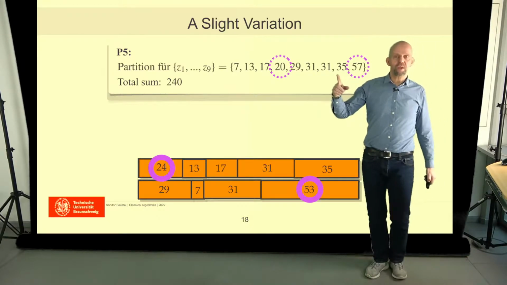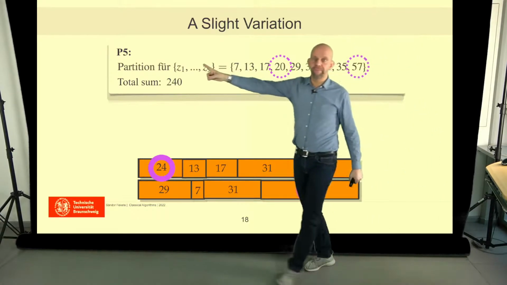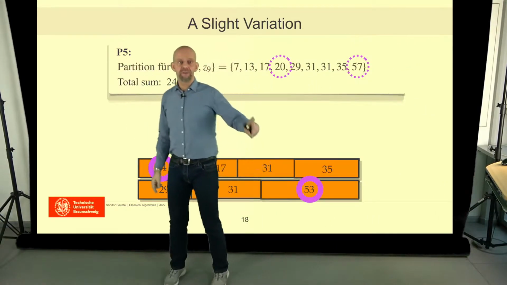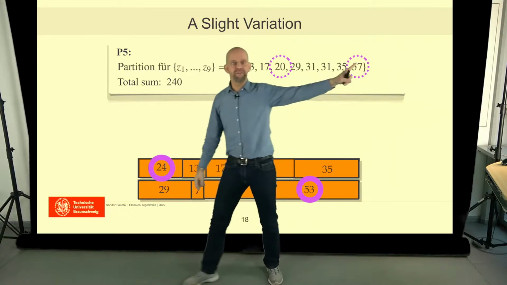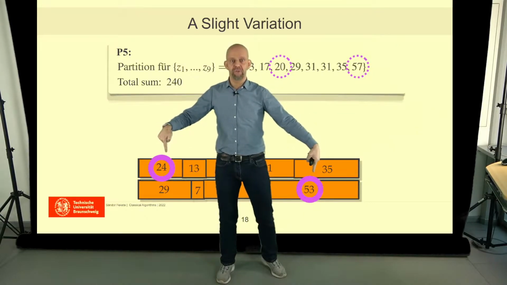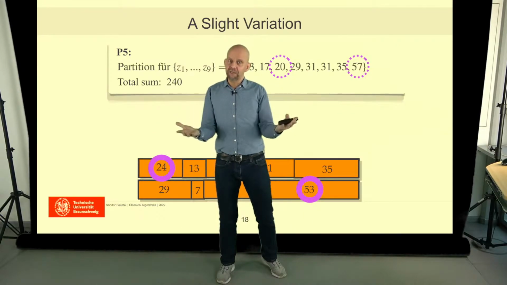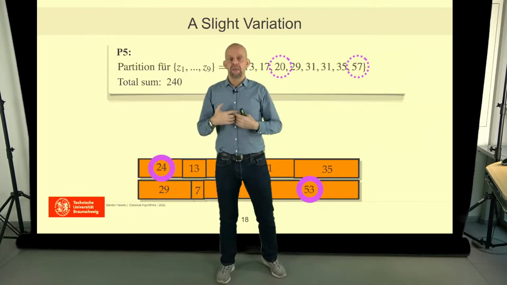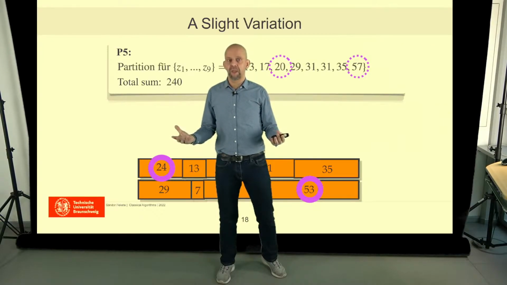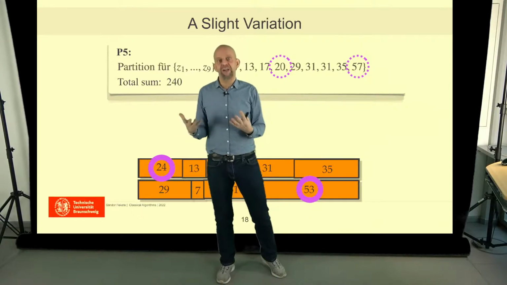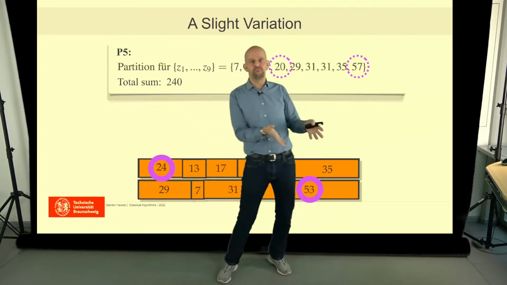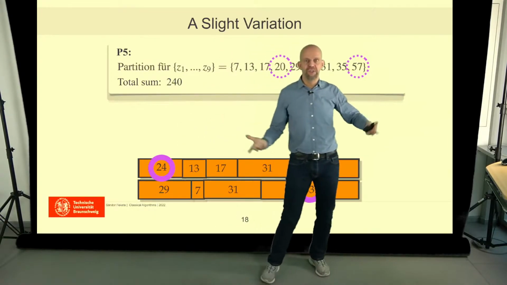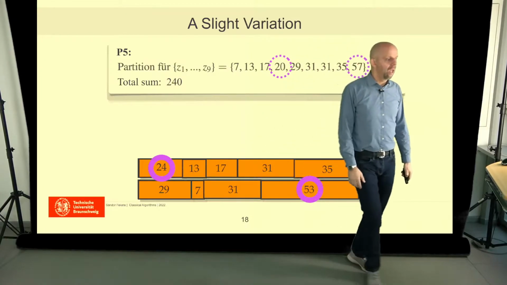So your challenge here, that's problem number 5, is to look at these numbers with the 20 and the 57 instead of the 24 and the 53 and decide if there is a solution. And if not, try to argue that there is none. If there is one, show it. If there's none, give an answer.